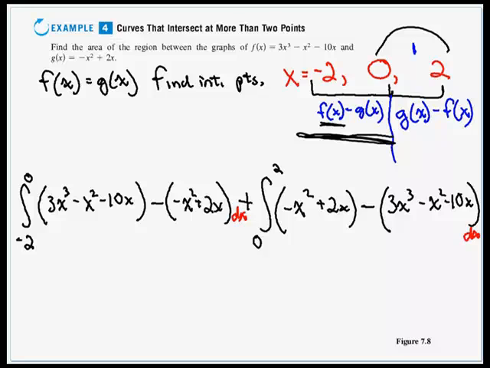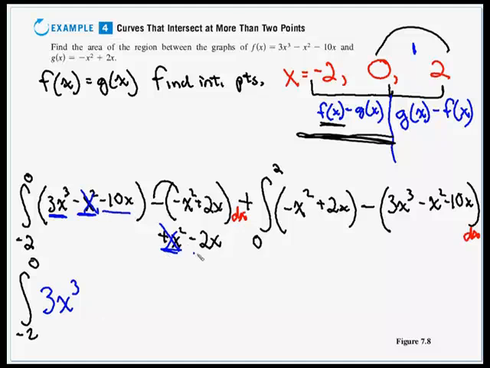So let's see what we can do to simplify our integrands. So here's from negative 2 to 0. If we distribute this negative, that's going to turn into a plus x squared. And this will turn into a minus 2x. So let's look at our terms. We have a 3x to the third. That stays put. We have a minus x squared and a plus x squared. Those cancel. And then we have a minus 10x and a minus 2x, which turns into a minus 12x. And we are integrating with respect to x, so we need our dx on there.